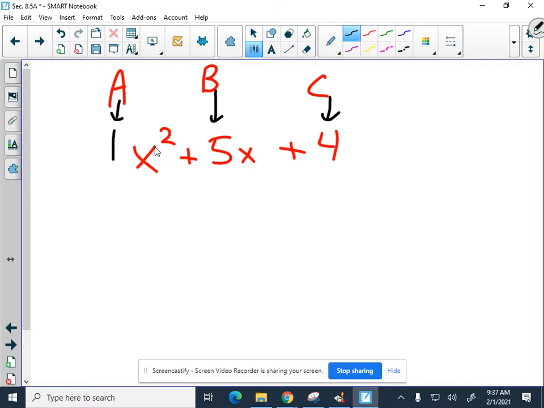So one of the things that we're going to do is we're always going to start out by looking at C, the last value, and we're going to figure out all the ways it can multiply to get that value. So you may want a calculator. I would suggest that you get one right now, and it'll make it a lot easier. Some, like this one, you probably won't need a calculator. But I'm going to go through how I generally teach this.